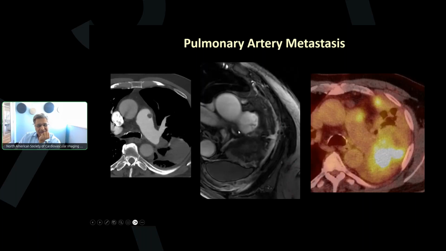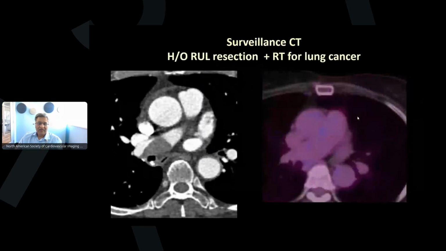So we did an MRA, and we can see this is very heterogeneous in its enhancement. And then going back to the original PET, you can identify clearly that this was present at that time also. And this was a separate metastasis in the pulmonary artery from that large sarcoma. Interesting entity that we'll probably be seeing more of.